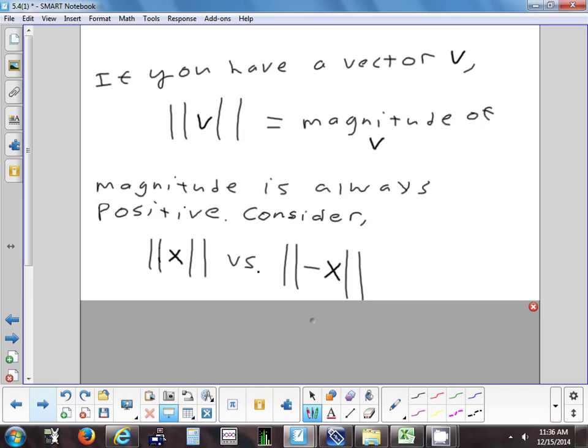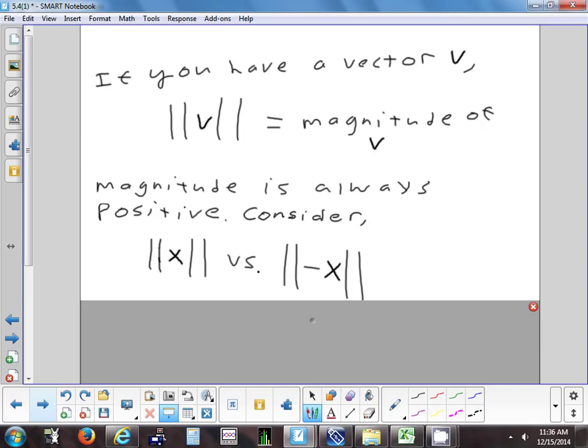Well, let's just start out, pretend the magnitude wasn't there. What would be the difference between x and negative x? One's positive and one's negative. So what would that mean visually? Like if you drew the arrows? One's going down and one's going up. Okay, so they're pointing opposite directions. Okay. What about their lengths? X and negative x. They're the same.